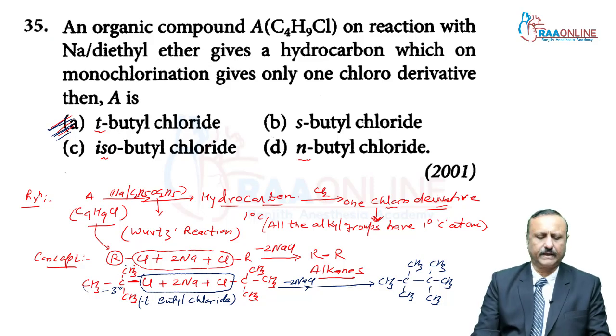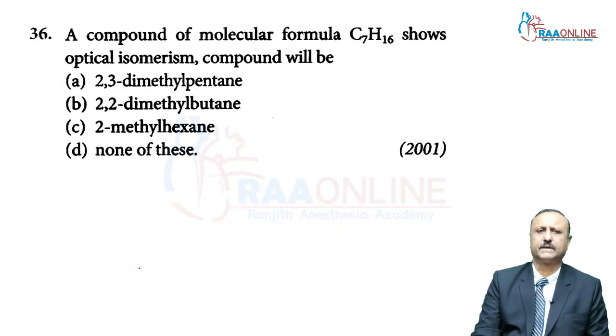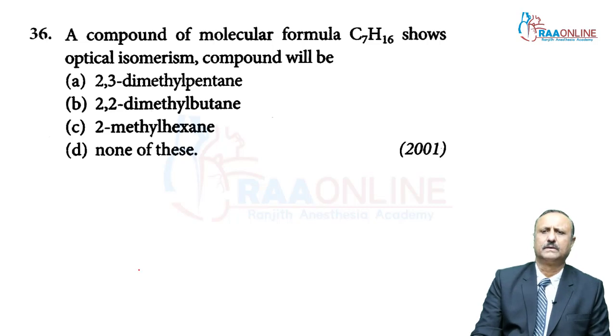Now, my dear students, we can see question number 36. A compound of molecular formula C7H16 shows optical isomerism. The compound will be... Now, you can see here the molecular formula C7H16. Simultaneously, you can see the options. 2,3-dimethyl pentane: all the options are aliphatic compounds.